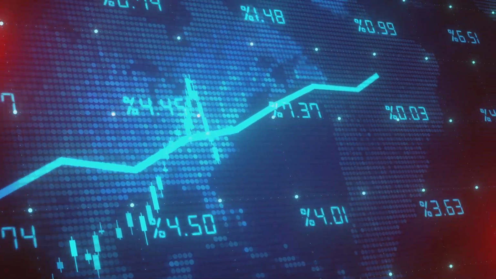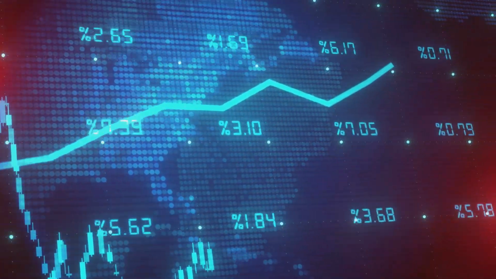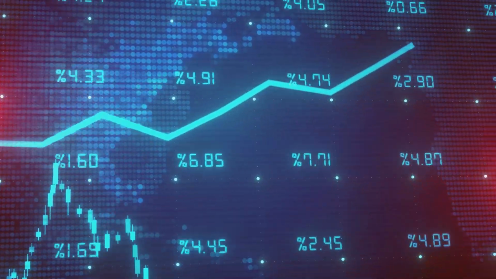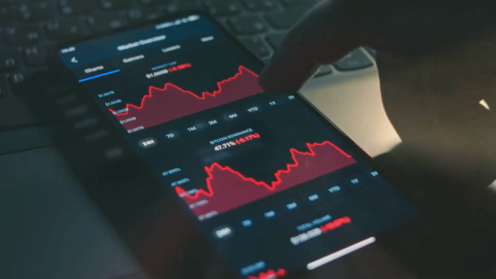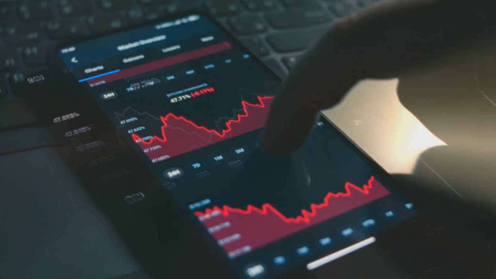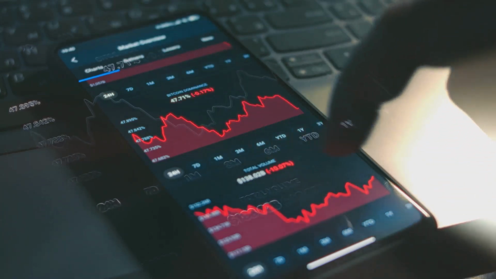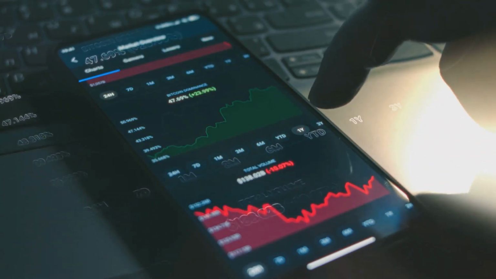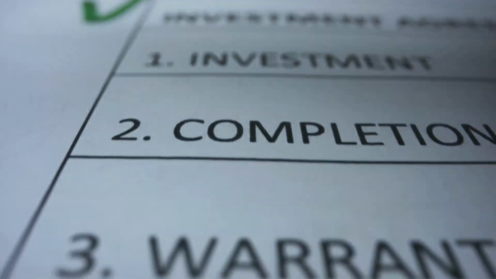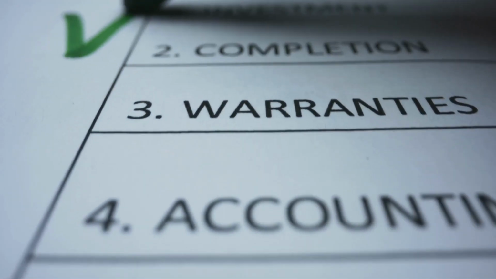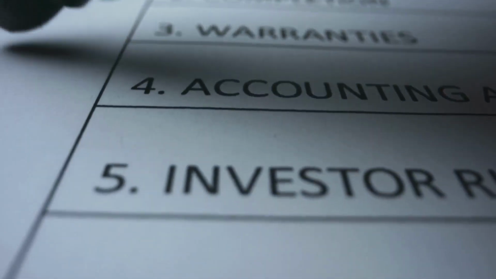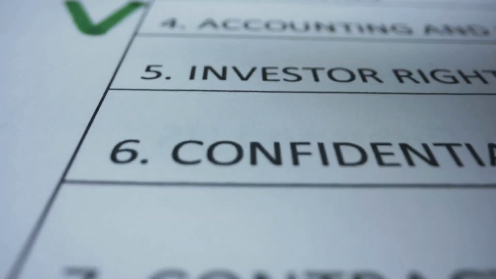Interest rate risk. When interest rates rise, bond prices fall and vice versa. If you need to sell your bond before maturity in a rising interest rate environment, you might incur a loss. This is why it's crucial to hold bonds until maturity if you want to avoid this risk.